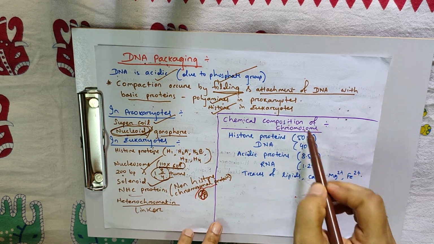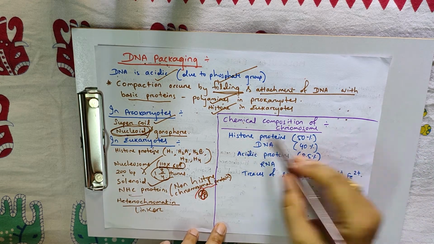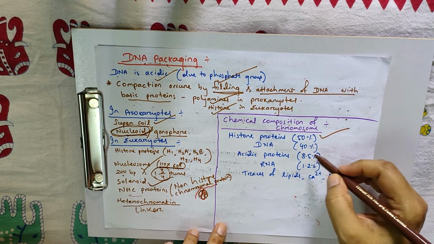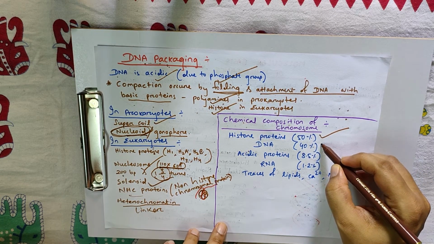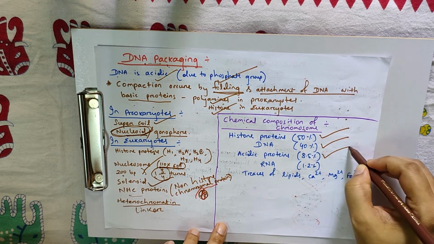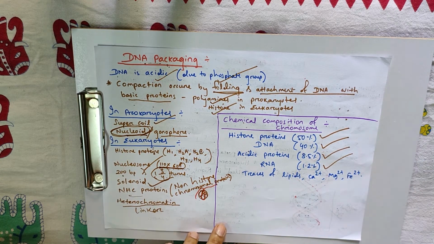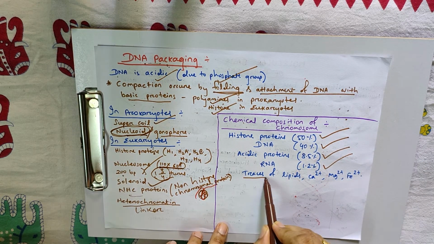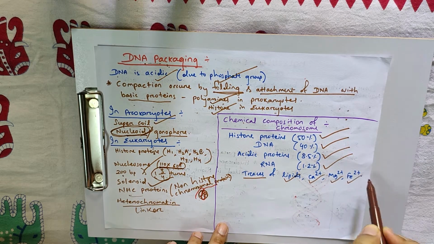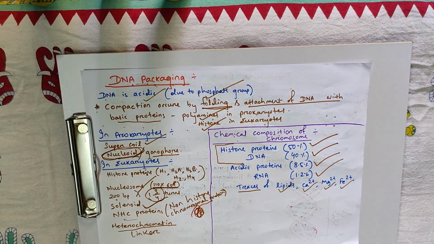Chemical composition of chromosomes. In the case of eukaryotes, the maximum content is histone proteins, 50%, followed by genetic material, that is DNA, followed by acidic proteins, 8.5%, followed by RNA, 1.2%, along with some trace, very little amounts of lipids, calcium ion, magnesium ion, and iron. The majority components are histone and DNA.